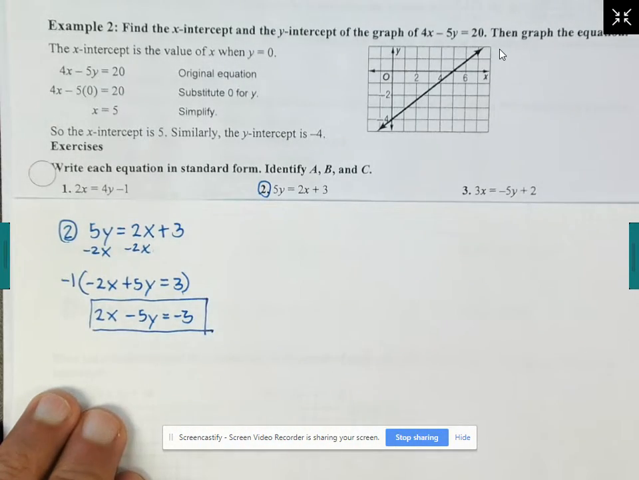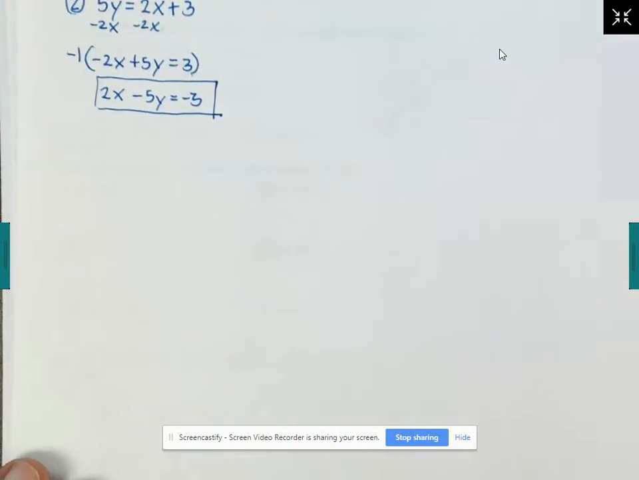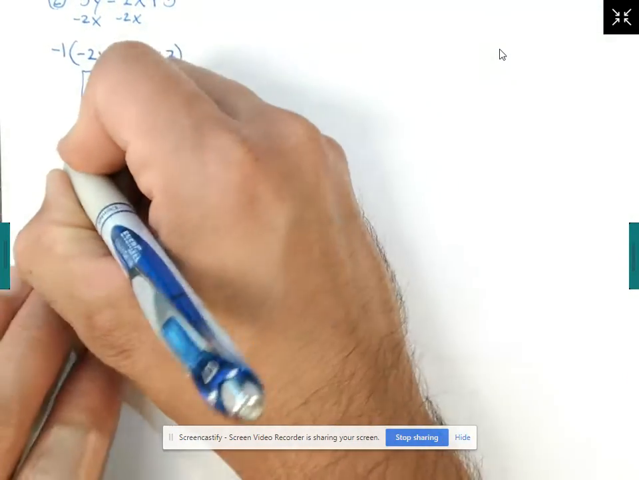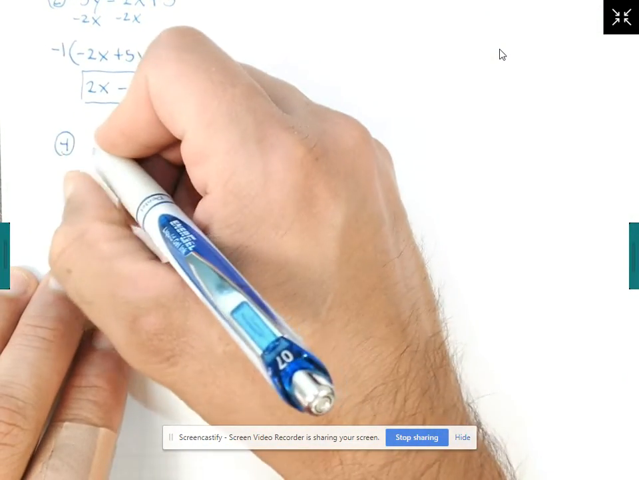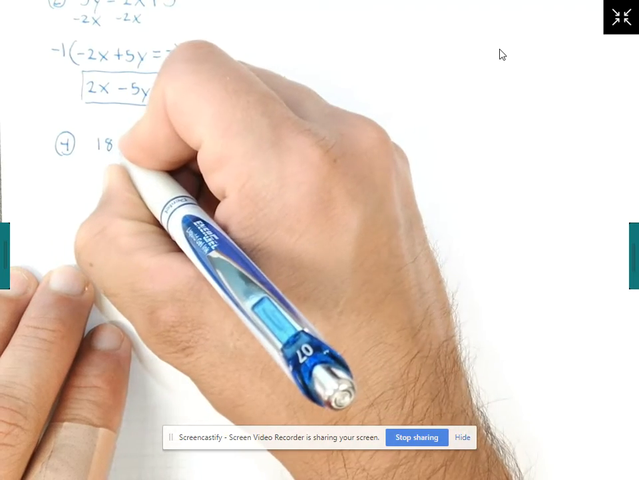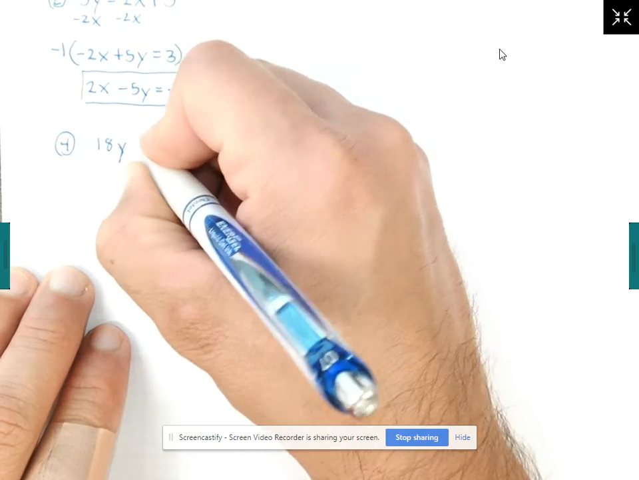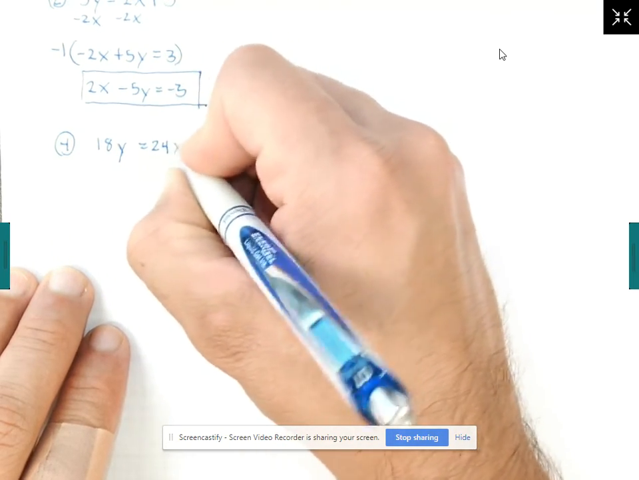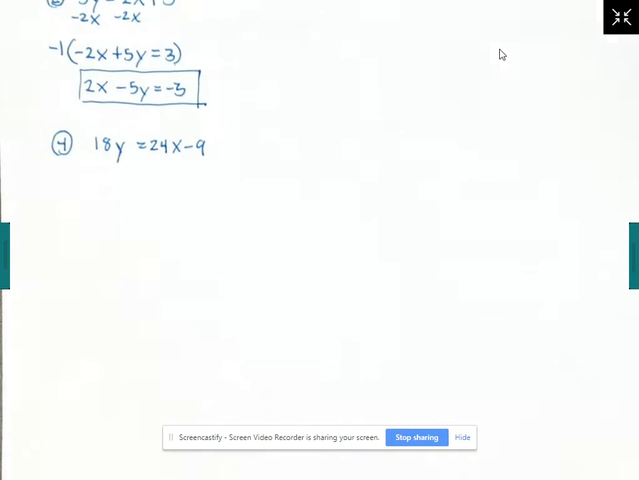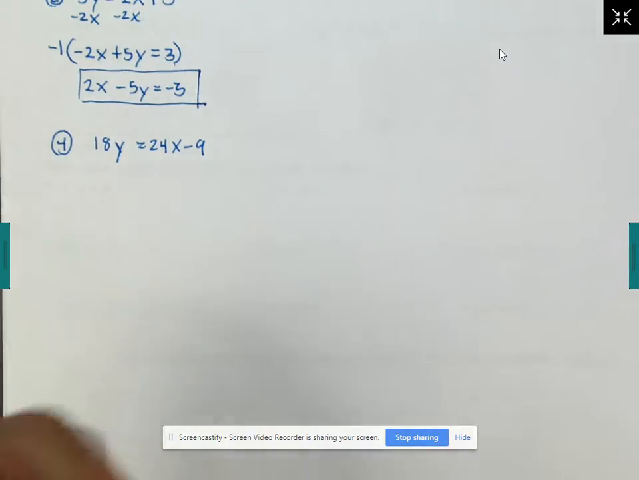All right, now I'm going to go ahead and do number 4. This one starts getting a little tougher, not too much, but we have 18y is equal to 24x minus 9. They want us to write this in standard form. So the first thing I want to do is get all the x's and the y's on one side of the equal sign.